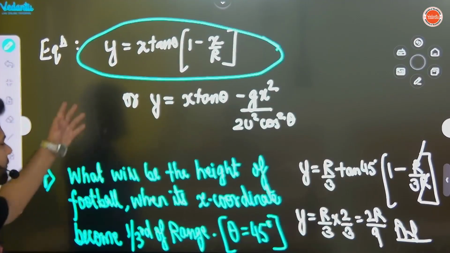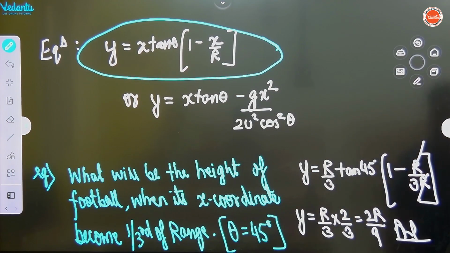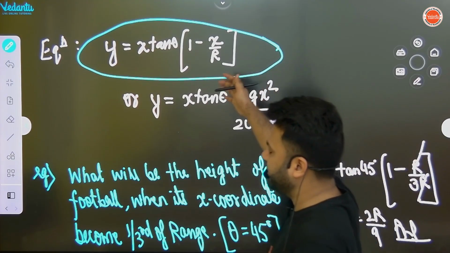So they can ask a question from here, on the equation of projectile: if this is the x coordinate, what will the y coordinate be? Use this equation. You will get the answer.